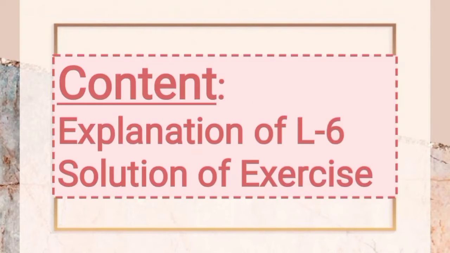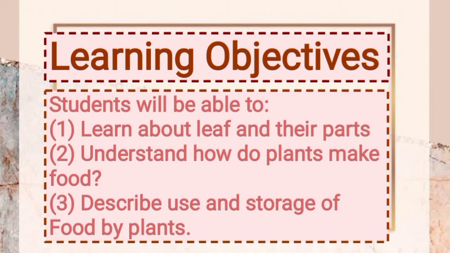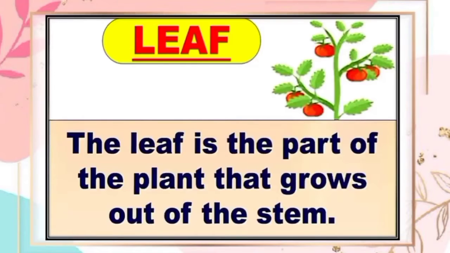Today we will understand Lesson 6 and will solve the exercise of Lesson 6. This lesson will help you to learn about leaf and their parts, to understand how plants make food, and to describe uses and storage of food by plants. We will study about the green plants. So this is session 1 about the green plant, in which you will learn about leaf, right? So we will start with this session now.